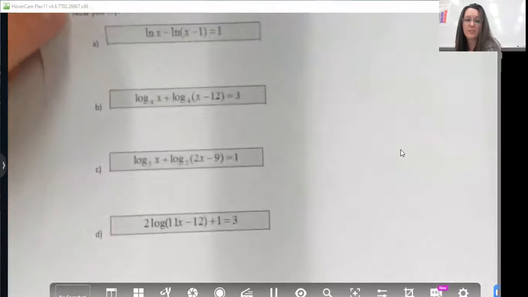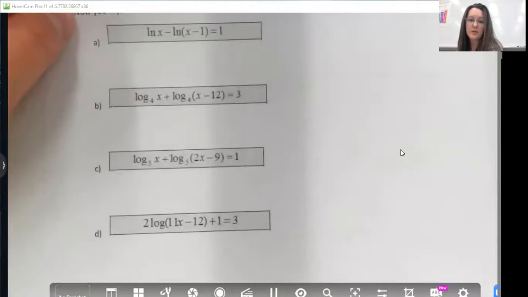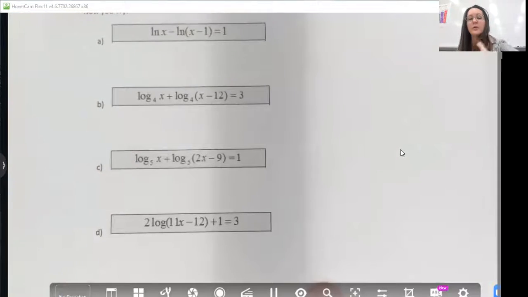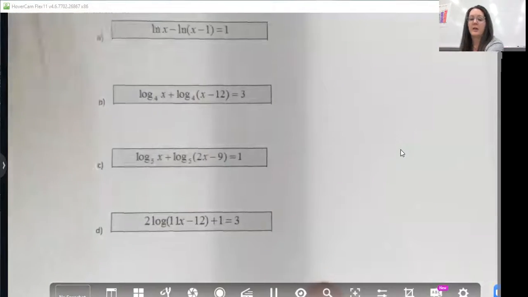All right, we are going to go over the now-you-try questions from the notes. It's these questions here that we're going to go over, these A, B, C, and D. And then after you do this, you're going to create your own question on your stations page. So here's A. Let's look at this one.